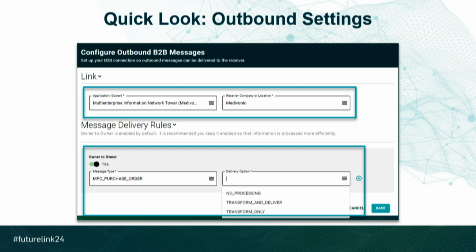This is an example of what those outbound settings look like. For every link, we have the application, then we have a delivery option for every message type, as we see here. So that's just one example there.